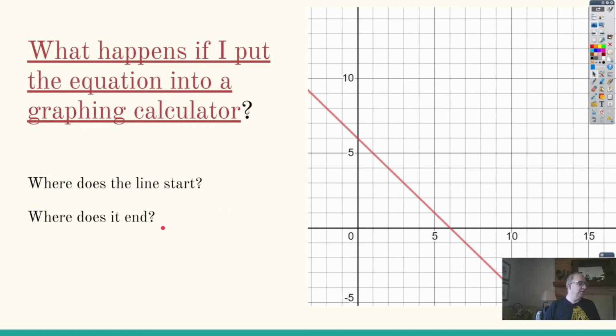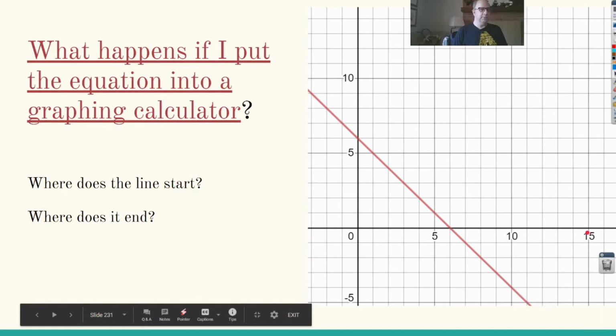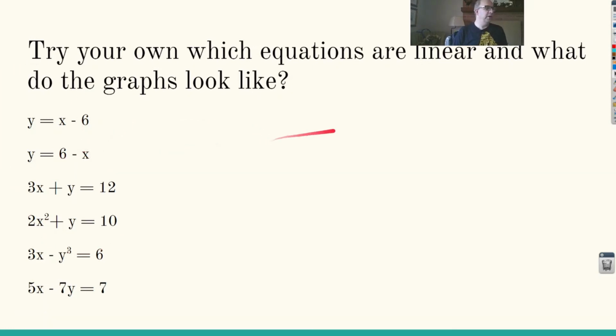Where does this line start and where does it end? Is there an end to this line? Can I pick any number for x? If I picked 15 for x, is there a point way down here somewhere? Is there a point on the line way down here? Yeah. Okay. So try these equations and tell me what the graphs look like.